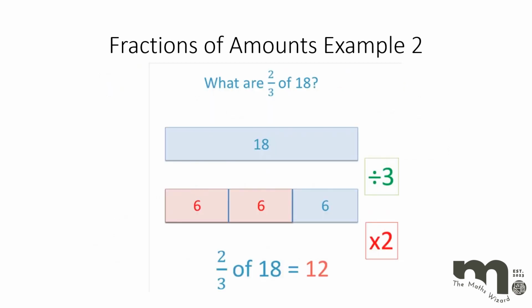Okay, so example then. We've got another nice visual example here. We've got our whole amount here, which is 18, and we're trying to find 2/3 of it. So we've got to divide by 3 there. That will tell us what 1/3 is, which is 6, times it by 2, and that will give us 12, which is 2/3 for that one.